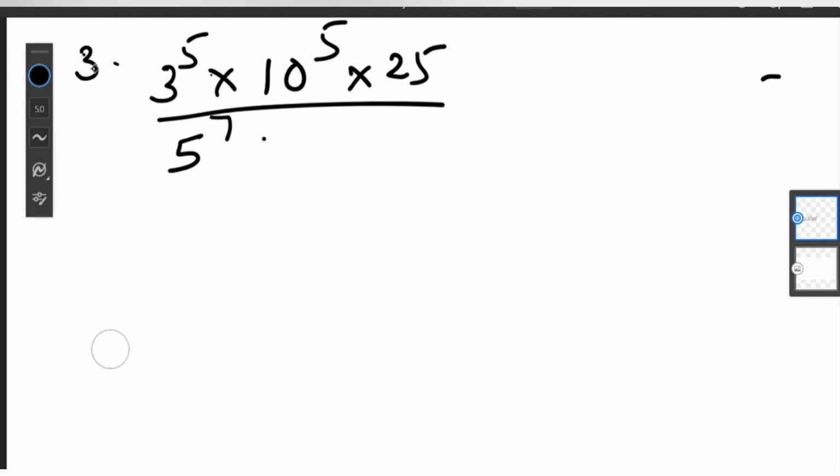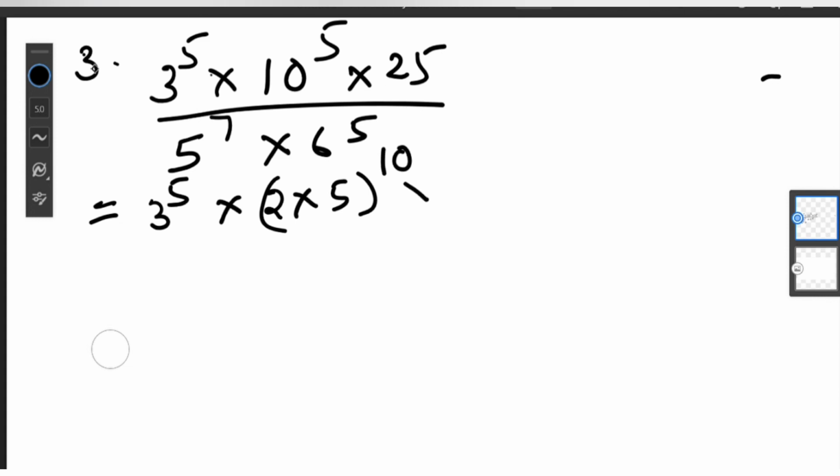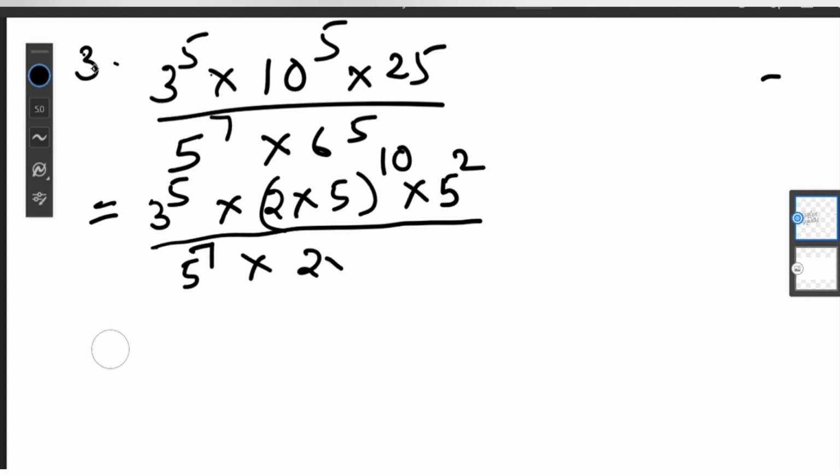Then the final problem. Third one: 3 to the power 5 into 10 to the power 5 into 25, by 5 to the power 7 into 6 to the power 5. How can we write this? We have to write it in the simplified form. 3 to the power 5 into 10 to the power 5. How can we write? 10 can be written as 2 into 5. Okay, 25 is 5 square. 5 to the power 7 into 6 can be written as (2 into 3) whole raised to 5.